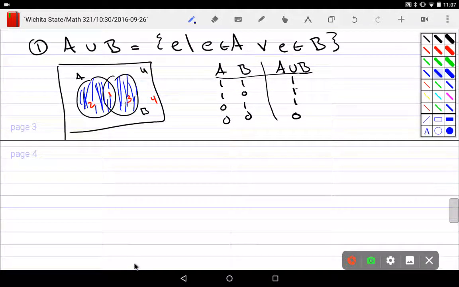So you can just color by numbers. Life will go pretty quick. All right, next operator, two.